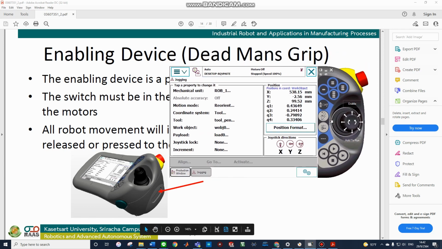Come back to jogging. About this, this is the status bar. This is the user defined key. This is the emergency stop. And this is the enable device. This is the 3D joystick. And there is the USB port.